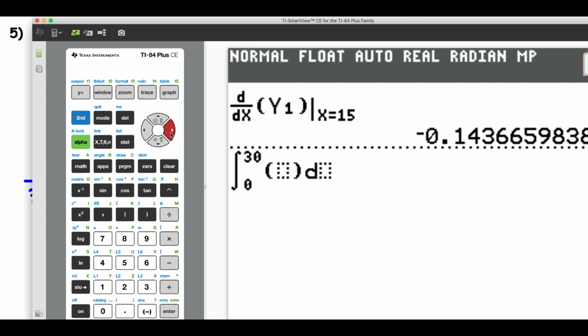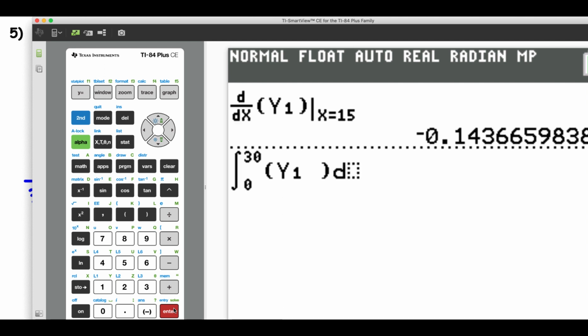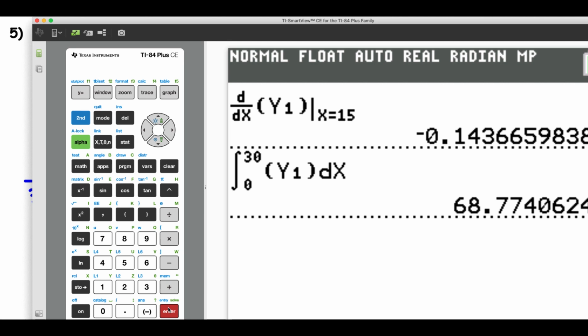Type in y1 using vars, variables. After a while you get fast at this, which is the whole idea. 68.774. Okay, that's good to know. We will use that. I'll try to keep it super accurate.